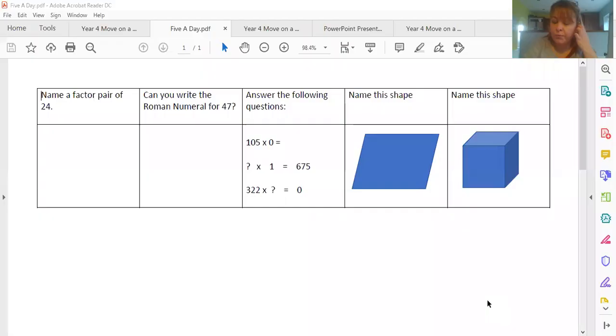Now, the 2 shapes that you could see in the 5-a-day, bring that back up. There we go. Share my screen. So the 2 shapes that you could see, we have got a parallelogram and we have got a 3D shape, which we'll be looking at after half term, and we have a cube.